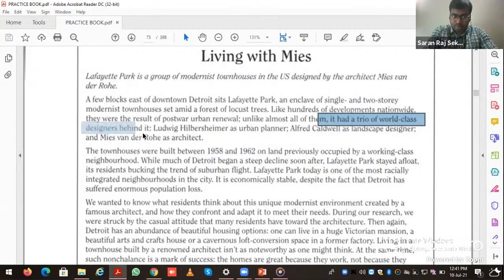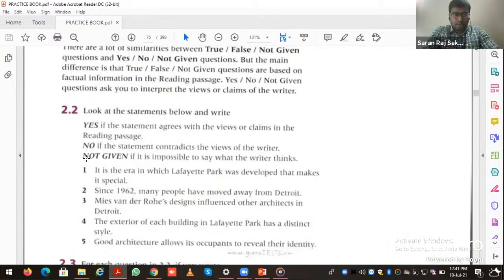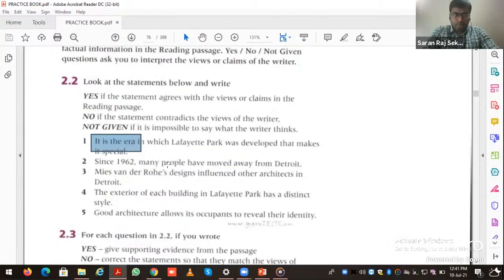It is special. So again, the information here is contradicting each other. The answer is no, because if you see here in the question, it says it is the era, but in the question it says it has world-class designers. Okay, now let us go with the second question so that you will get a better understanding.